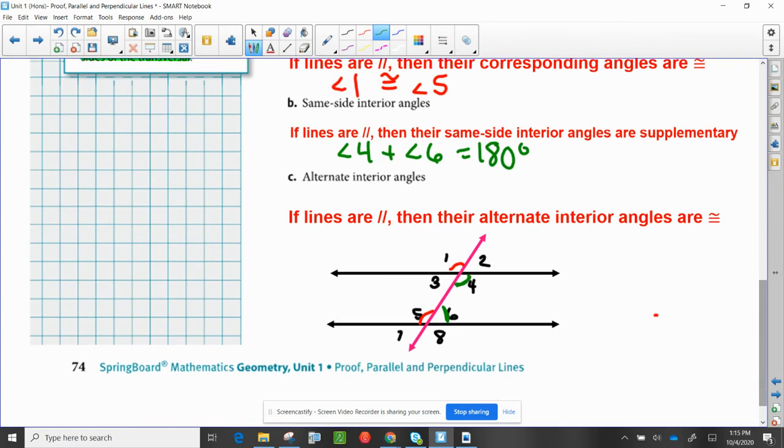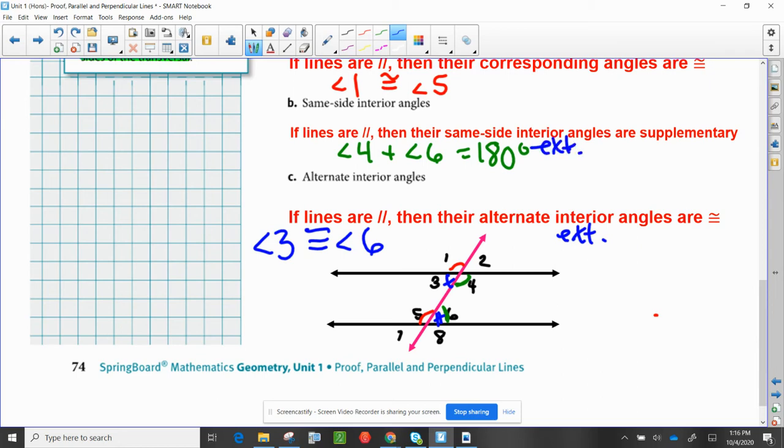Okay, and then if they are alternate interior angles, maybe I'll pick angle 3 and angle 6. Alternate, meaning opposite sides of the transversal, and they're both interior angles. Those are going to be congruent. So I know angle 3 is congruent to angle 6. Okay, and just so we know, these properties are also true for the exterior angles.